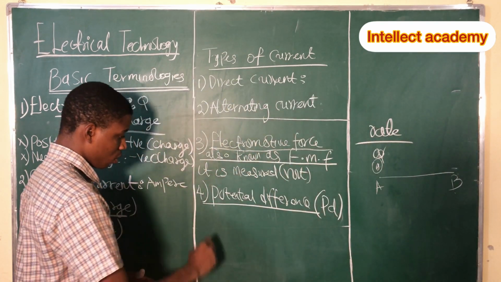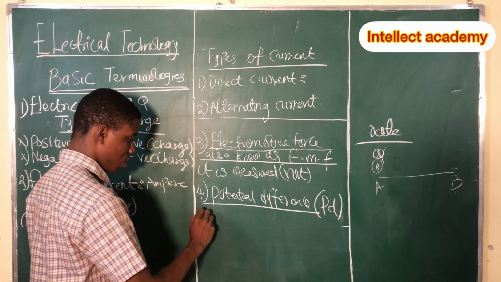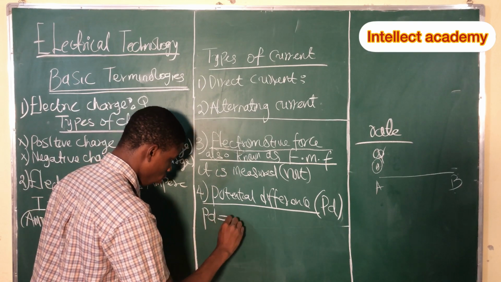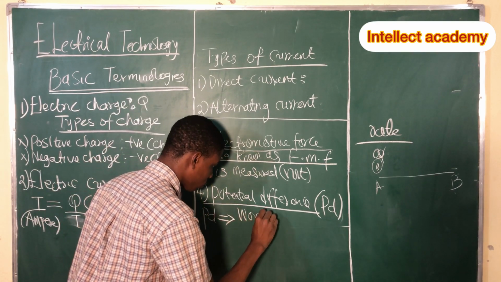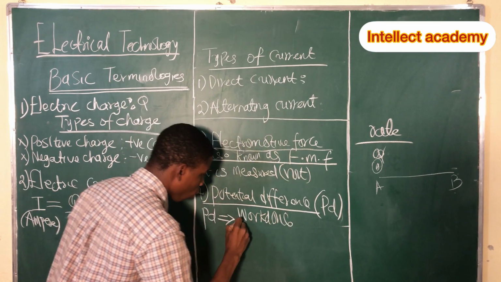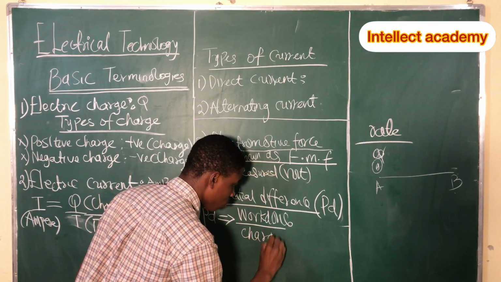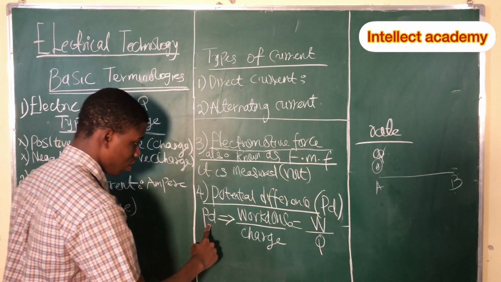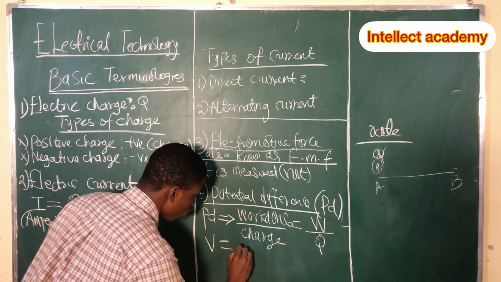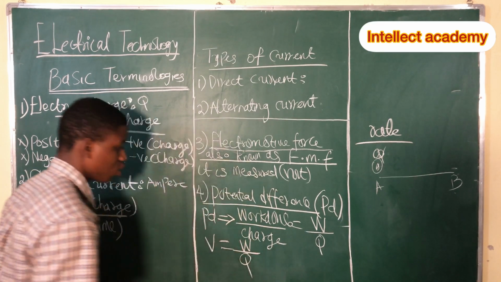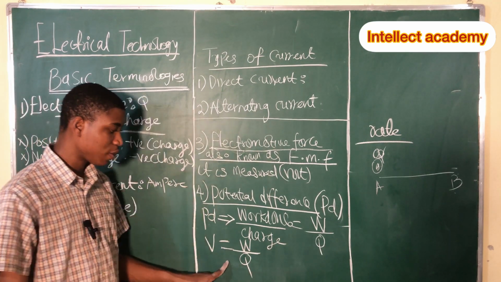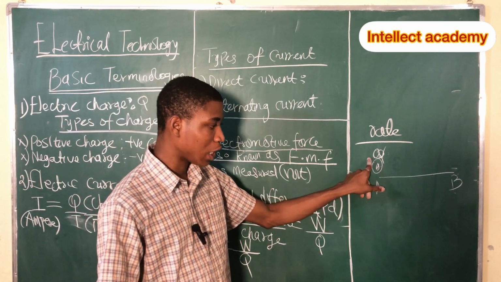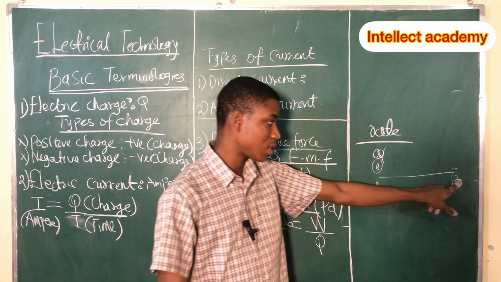So we have the potential difference, the PD, which is also measured in volts. PD equals the work done over the charge, so this is W over Q. So the volt is equal to the work done over the quantity of charge. This is the potential difference: the work done in moving 1 coulomb of charge from point A to point B.